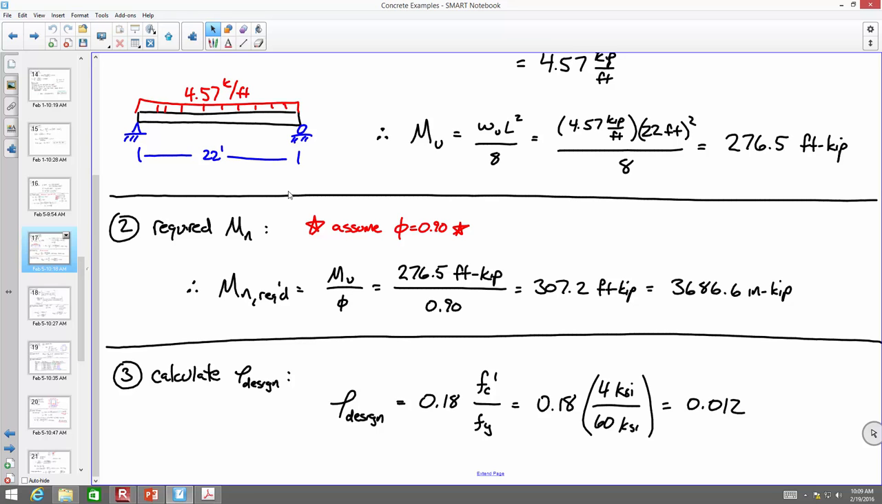Now, for our examples so far where you didn't know the cross-section, we assumed row equals 0.18 FC prime over FY. That is a perfectly valid assumption. There are also other values you can use for row. That's not the only one. Personally, I think it's the simplest one to use. But the book will say things like use the row corresponding to a strain of 0.0075. My advice to you is just use that.